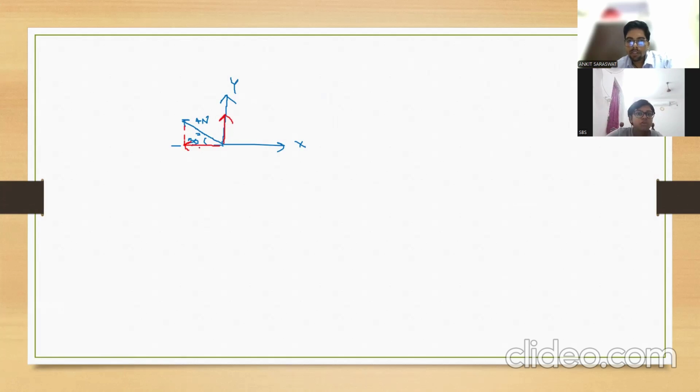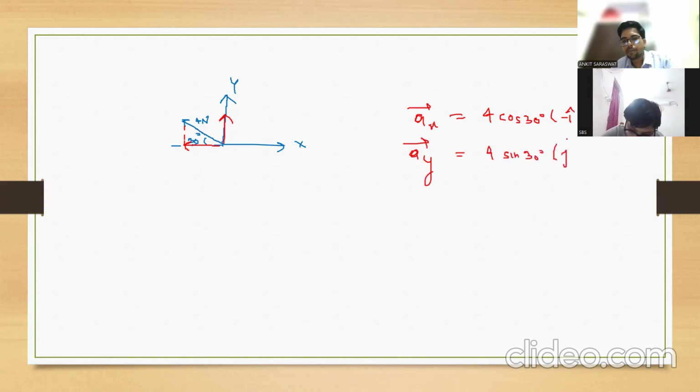Then you please tell me, this component is along the negative x-axis now. Minus 2 root 3, yes. If I ask AX, the AX vector will be, very good, 4 cos 30. In which direction is it? Minus i cap. Similarly, AY, its vertical component, will be 4 sin 30. In which direction? J cap.